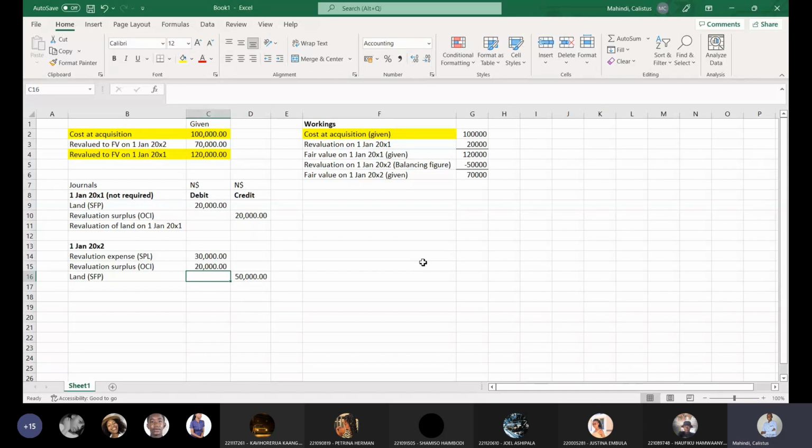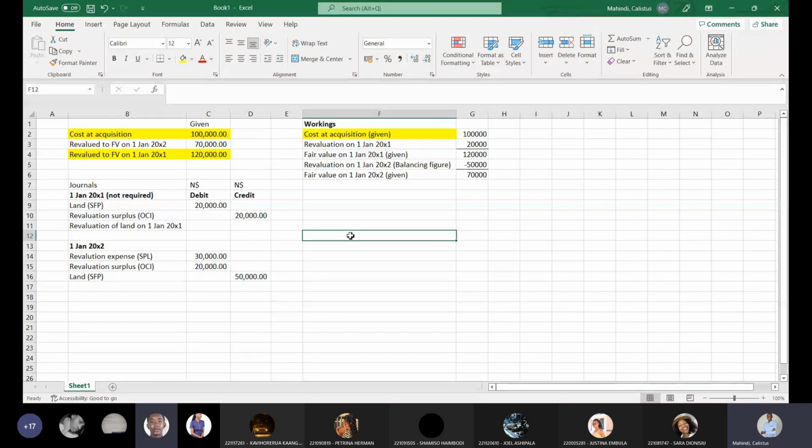So the theory states that once we have a revaluation deficit, it should be recorded in the statement of profit or loss. All right. So the revaluation deficit or revaluation expense is recorded in the statement of profit or loss. However, if there had been a prior revaluation surplus, you first have to reverse the revaluation surplus that existed, and then the excess will be recorded as a revaluation expense.